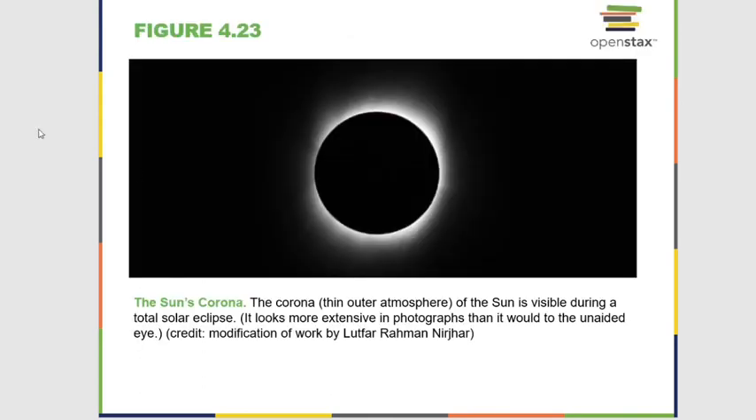So during a total solar eclipse, you get to see the corona. That's the outer layer, that's the outer atmosphere of the sun. Normally you can't see it, but it's beautiful and it looks like that.